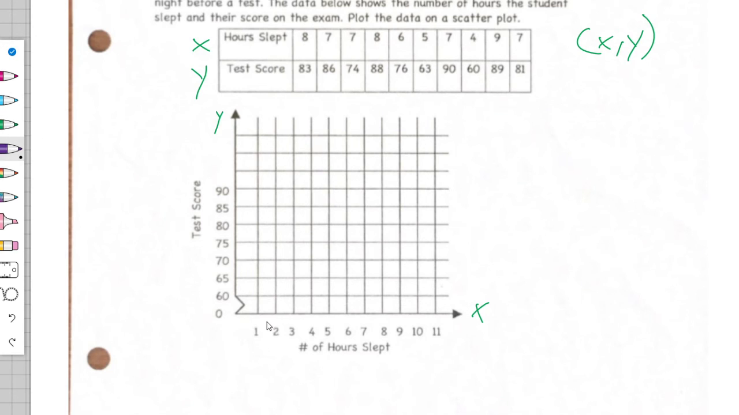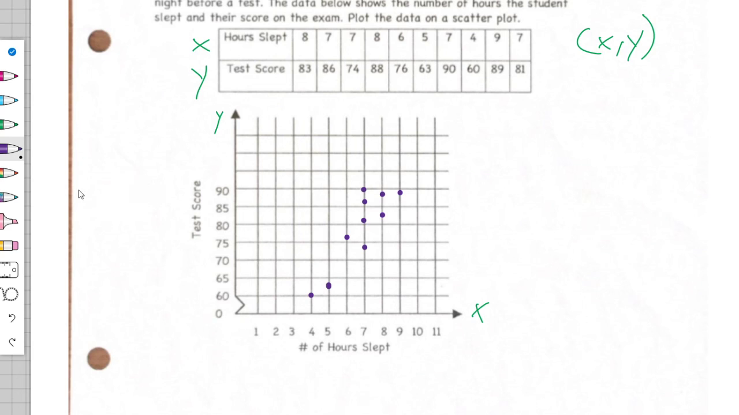So if it was to plot 8, 83, 7, 86, 7, 74, 8, 88, 8, 76, 5, 63. That's probably more down here, but that's okay. 5, 63, 7, 90, 4, 60, 9, 89, and then 7, 81.